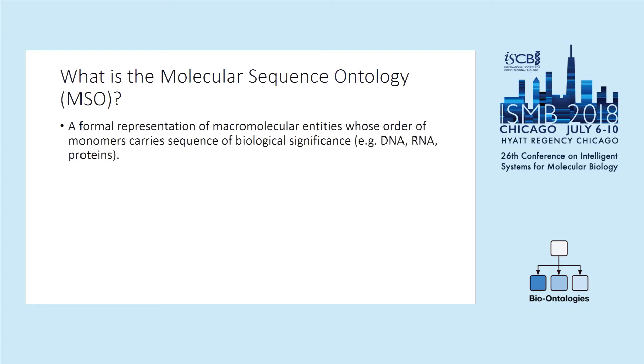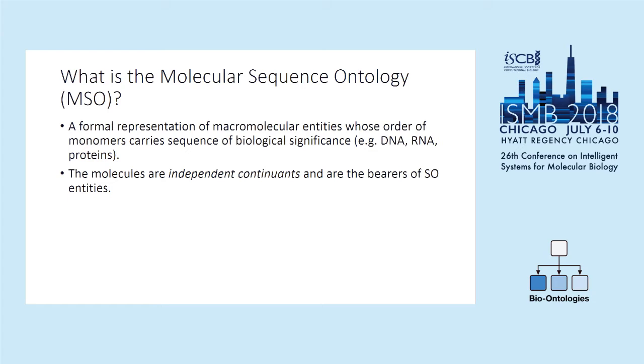And it is to be a formal representation of macromolecular entities, molecules whose order of monomers carries sequence of biological significance. So for example, DNA molecules, RNA molecules, and proteins. And the molecules are what BFO calls independent continuants, and that's a fancy way of saying that they're a physical thing. The important property of independent continuants is that they are the bearers of generically dependent continuants, such as, for example, when a physical book bears a sequence of letters that forms a linguistically meaningful text, which is on its own a type of information that's independent from the actual book in which it is written.